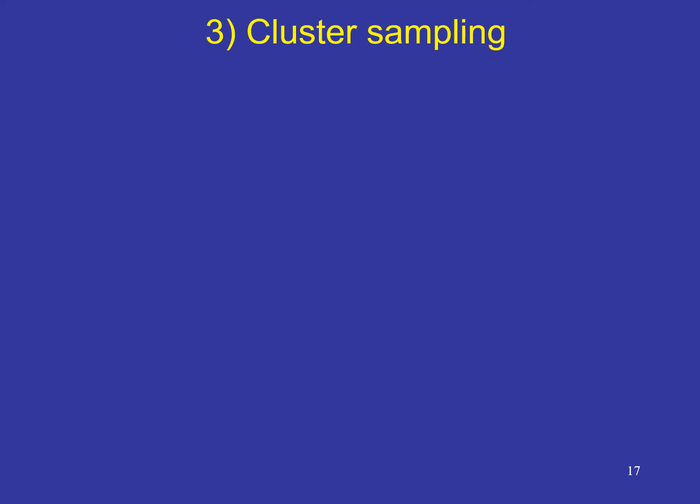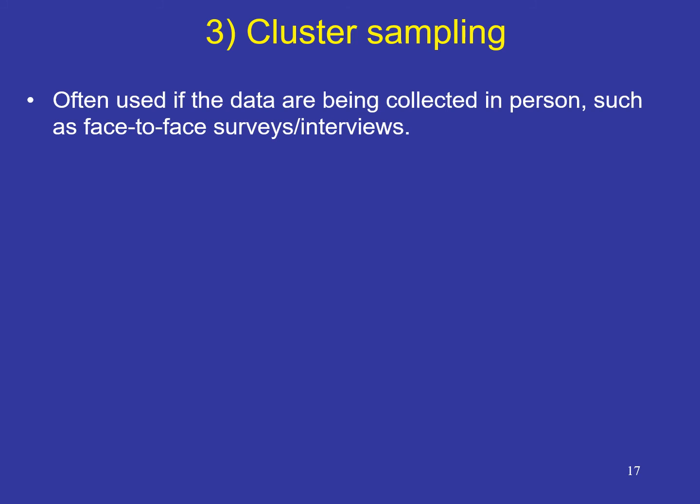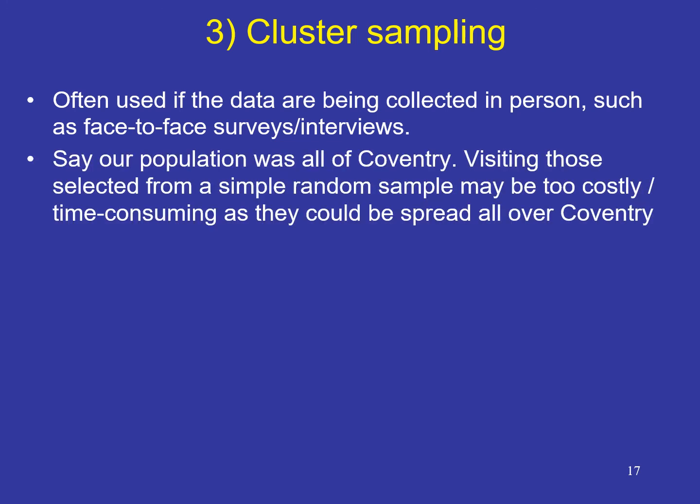Now, a third method of sampling is called cluster sampling. Now, this is often used if the data are being collected in person, such as face-to-face surveys or interviews. So say our population was all the people in Coventry. Now, if we decided to do a simple random sample, we may end up with people randomly scattered throughout Coventry. And if we try to visit them all, this might end up being very expensive or time consuming.